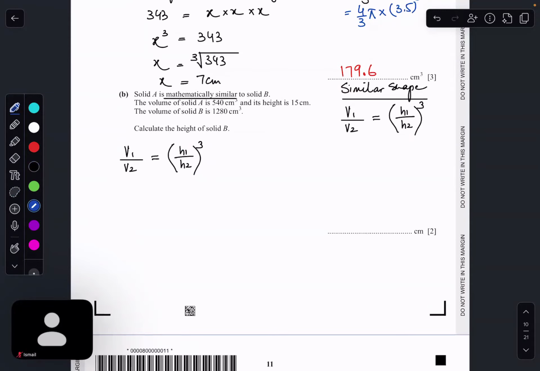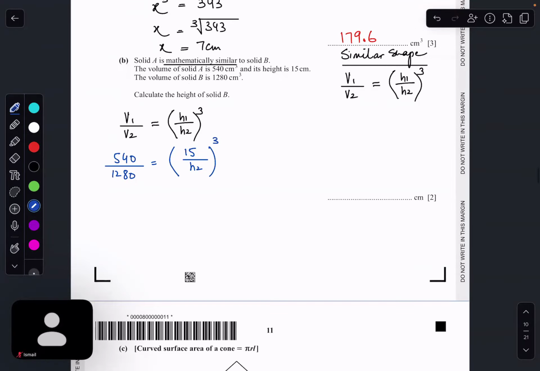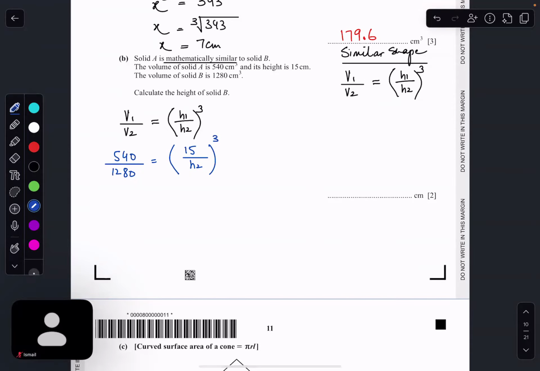So V1 over here, let's say that is 540, divided by V2, volume of solid B, 1280. And the corresponding lengths: they have given us the height of solid A, which is 15. We don't have the height of solid B, so let's keep it as H2. Now take a cube root of this. Left hand side is equal to right hand side, so I'm switching the places. Cube root of 540 over 1280.